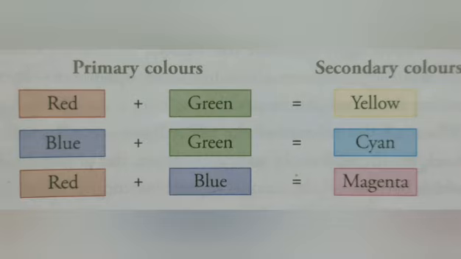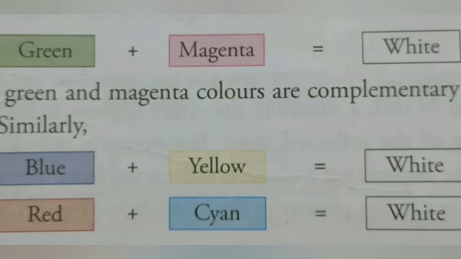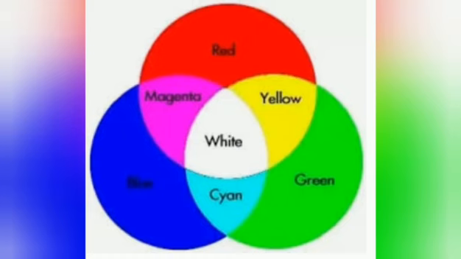Now, complementary colors. A pair of colors which when mixed produce white color are called complementary colors. For example, green and magenta mix to produce white color. So, green and magenta are complementary to each other. When the lights of red, green and blue color are mixed, white color is produced.